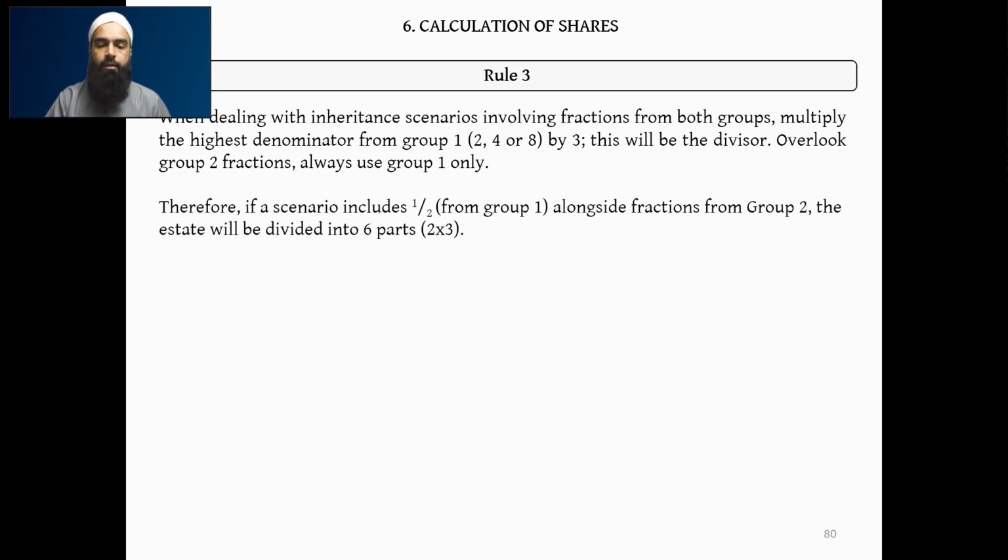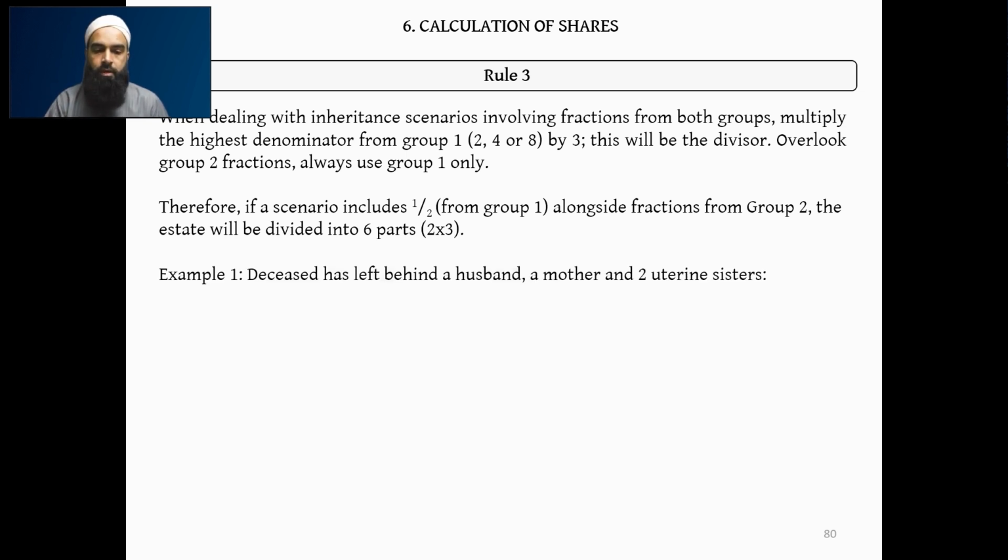So therefore, if a scenario includes half from group 1, alongside any fractions from group 2, whether it says a third, 2/3, 1/6, whatever they are, so there are fractions from group 1 and group 2 crossing, the estate will be divided into 6 parts, because we got half, which is 2, from group 1, and you multiply the 2 by simply 3. So 2 times 3 is 6, which will be your divisor, without worrying about which fraction from group 2 came about. So let's do an example.